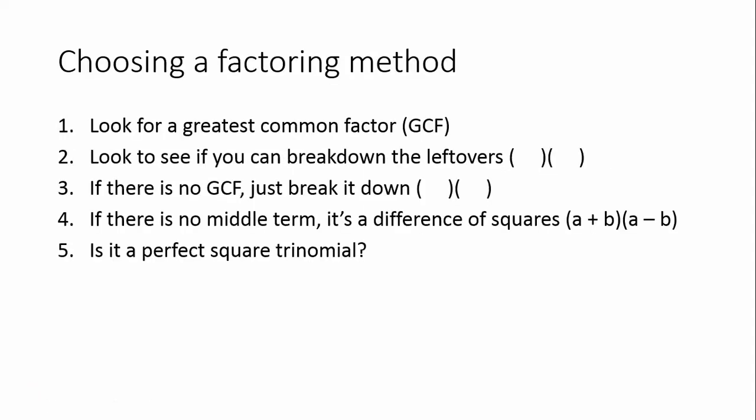And if you wrote this down in the previous lesson, you don't have to write it down again, but please make sure you do have it written down somewhere. Remember, we're looking for a greatest common factor. Then we're trying to see if we can break down what's left over into two binomials. If there's no greatest common factor, then we're just going to break it down into the two binomials. If there's no middle term, we have probably a difference of squares, where the two parentheses are identical, but the signs are opposite. And we can also be checking for a perfect square trinomial.